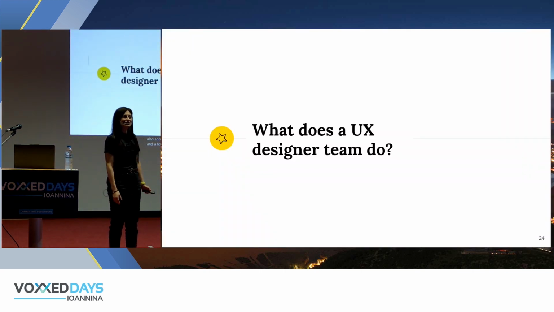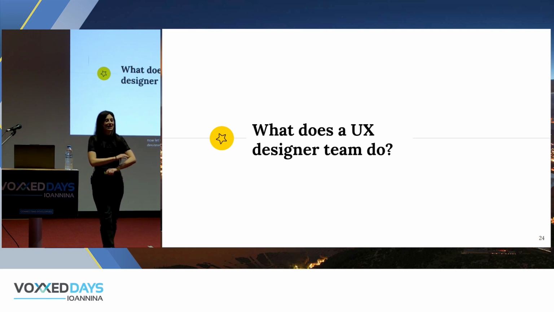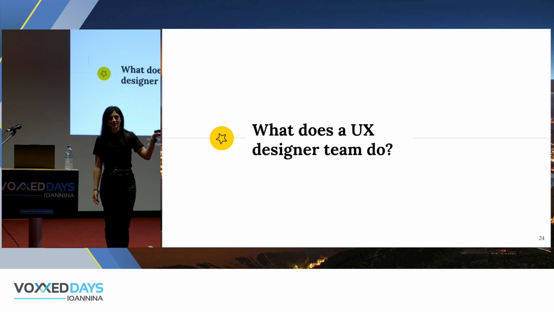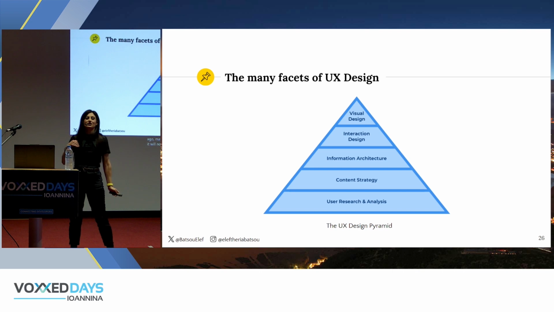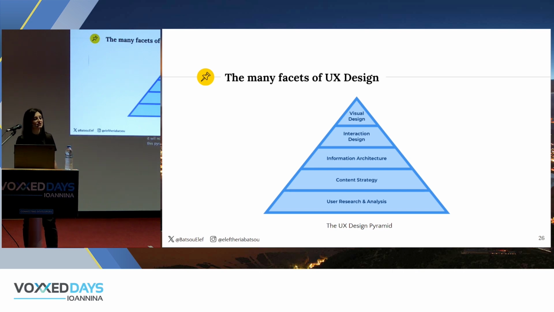All right, now let's see what a UX designer team does. They do a bunch of different things, and UX is quite new as a discipline, so something that was relevant 5 years ago maybe is not today, and maybe will not be in 5 years. I have here this pyramid, and I will start reading from bottom to top. We have user research and analysis, content strategy, information architecture, interaction design, and visual design.